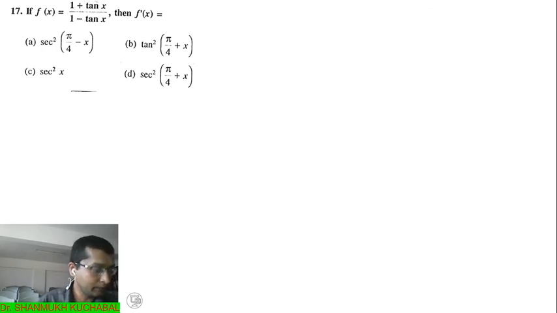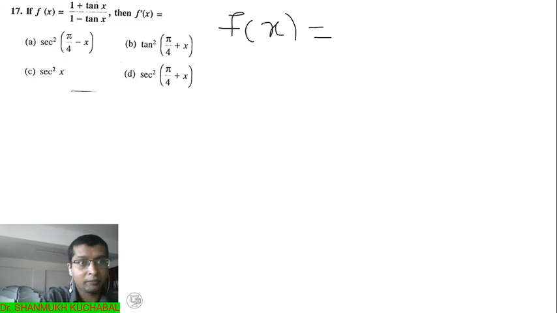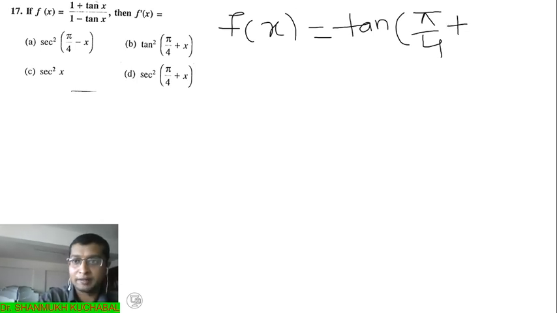So next example, example number 17. 1 plus a tan x divided by 1 minus a tan x, then find f dash of x. So it is very simple. First we will simplify this. 1 plus tan x divided by 1 minus tan x, it is one of the important formulas, that is tan of pi by 4 plus x. It is one of the important formulas. This is f of x.